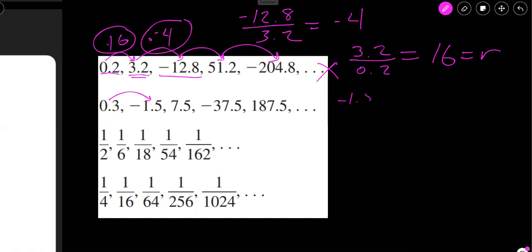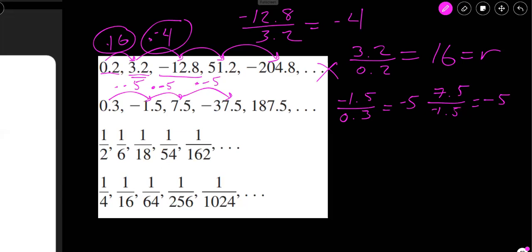So I can go to the next one and do the same thing. Take negative 1.5 and divide it by 0.3, and I'm going to get negative 5. So my ratio is negative 5 for the first step. Then if I test it again, 7.5 divided by negative 1.5, I actually get negative 5 again. So I'm multiplying by negative 5 yet again. And sure enough, if I keep on doing this, every time I'm multiplying by negative 5.